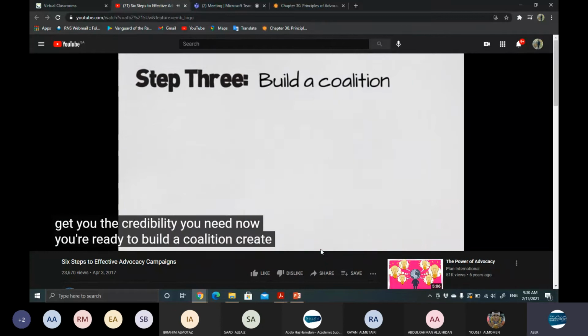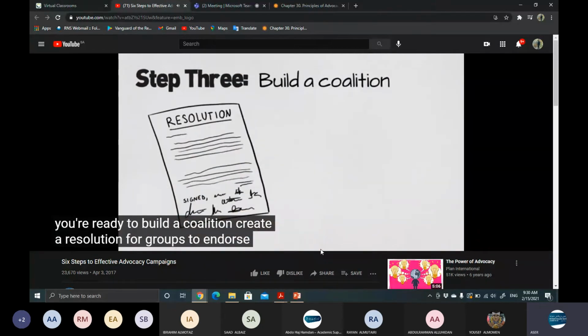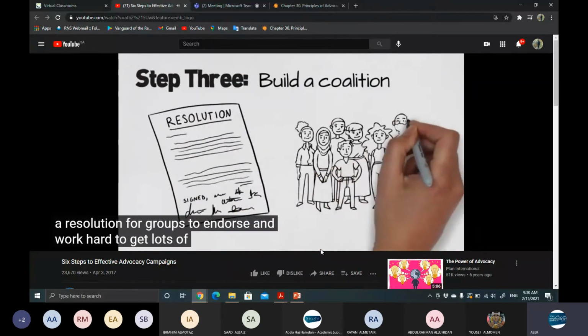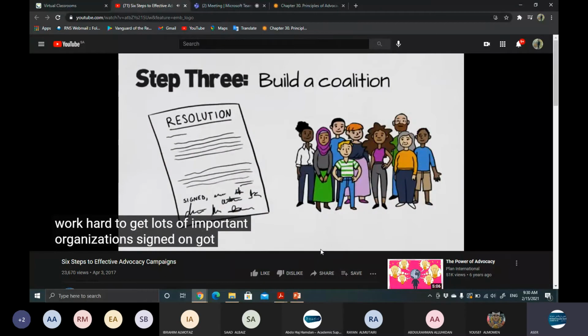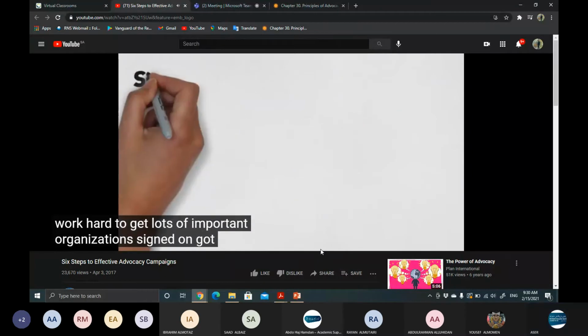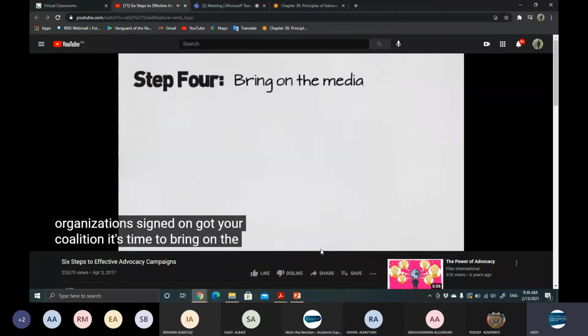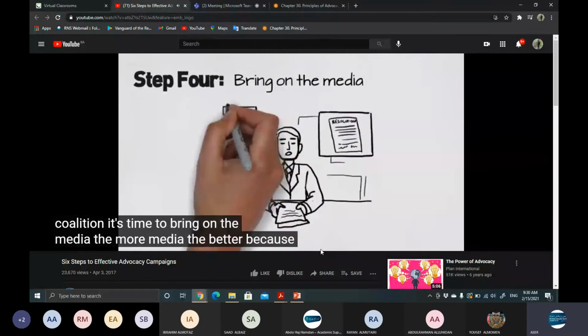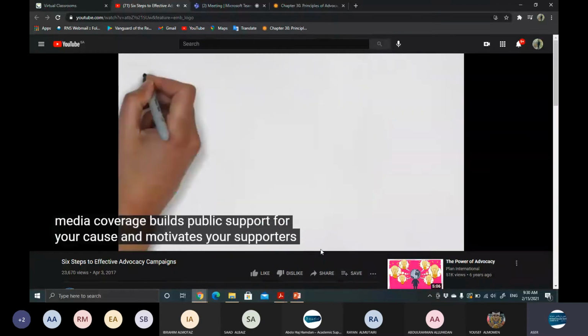Now you're ready to build a coalition. Create a resolution for groups to endorse, and work hard to get lots of important organizations signed on. Got your coalition? It's time to bring on the media. The more media, the better, because media coverage builds public support for your cause and motivates your supporters.